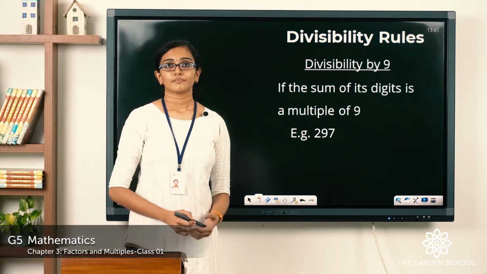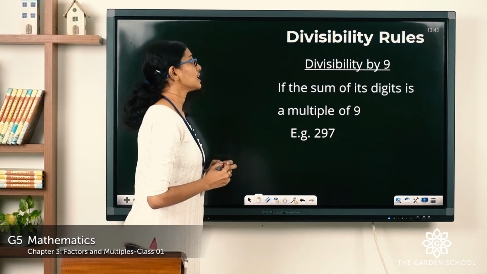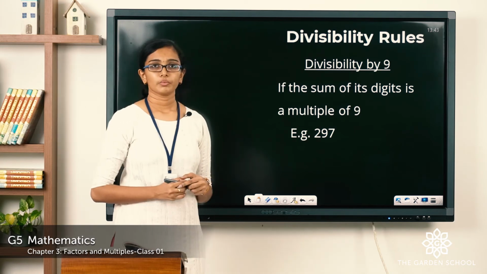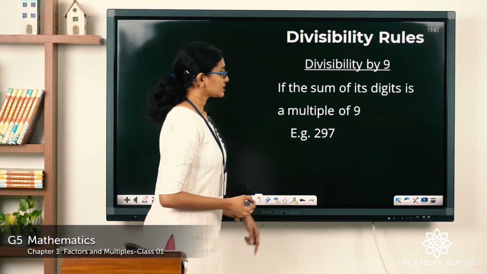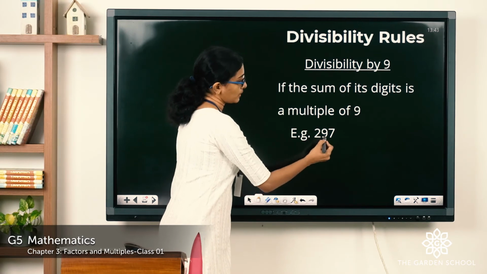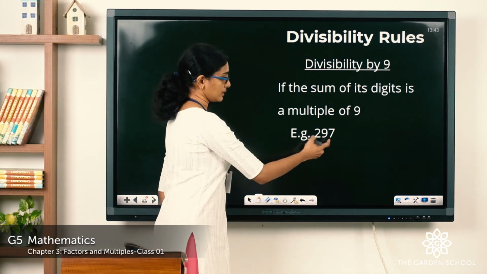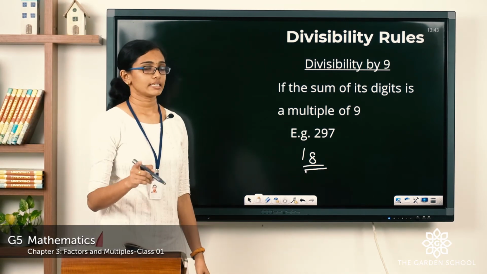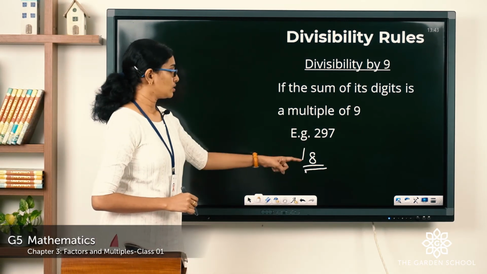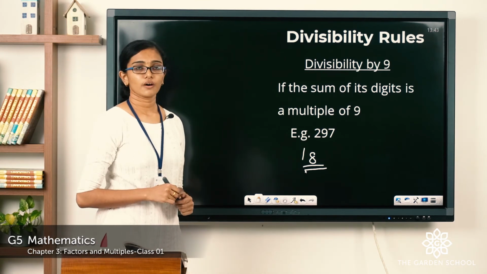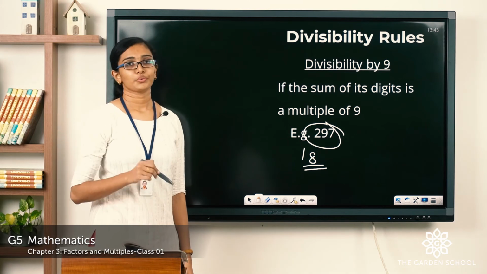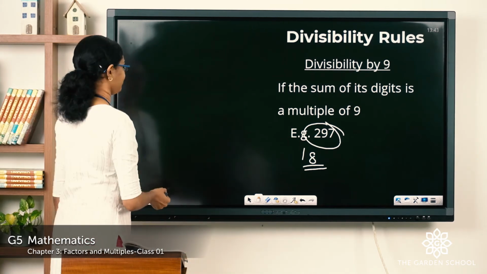Now, what about the divisibility by 9? If the sum of its digits is a multiple of 9, then the number will be divisible by 9. So, in this case, what is the sum of the digits? 2 plus 9, 11, plus 7, 18. Is 18 a multiple of 9? Yes, 2 9s are 18. So, since 18 is a multiple of 9, we can say this number 297 will be divisible by 9.